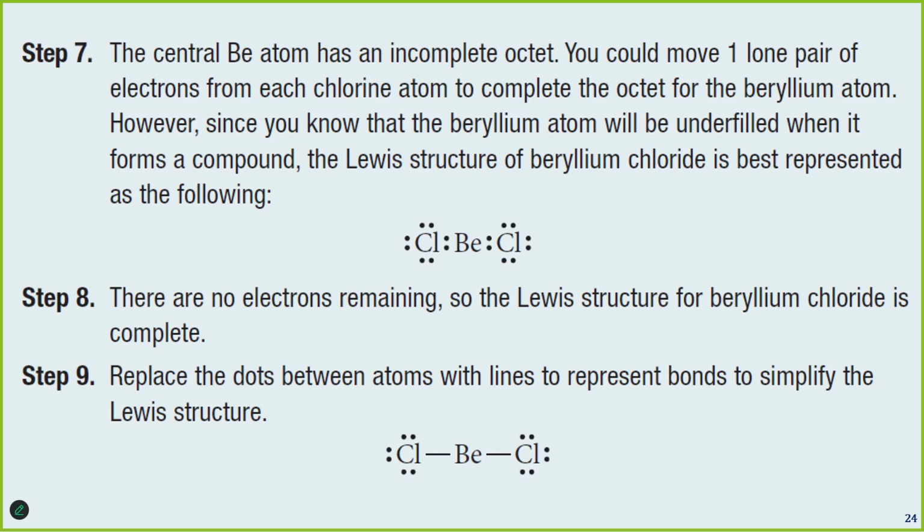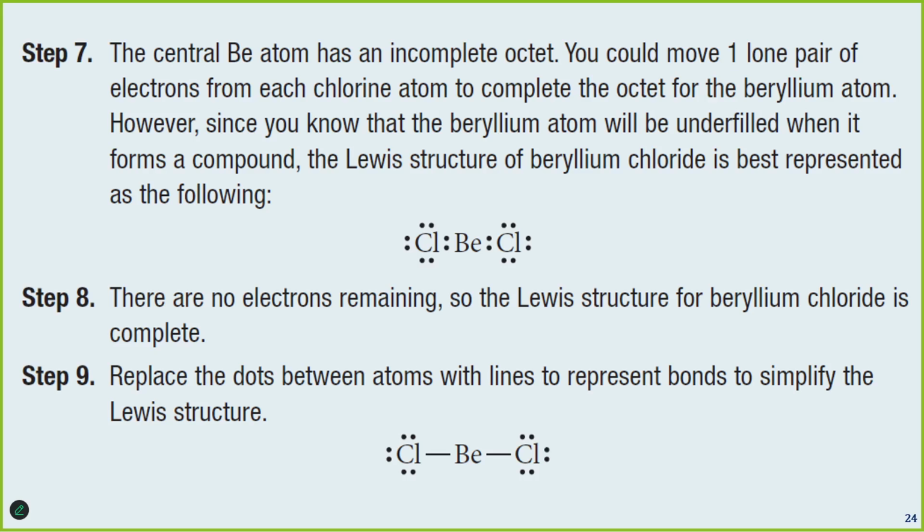And in the next step, the central beryllium atom has an incomplete octet. We could move one lone pair of electrons from each chlorine atom to complete the octet for the beryllium atom. However, since we know that the beryllium atom will be underfilled when it forms a compound, the Lewis structure of beryllium is best represented as follows. You do not need to move the lone pairs of electrons from the chlorine atoms to the beryllium atom.